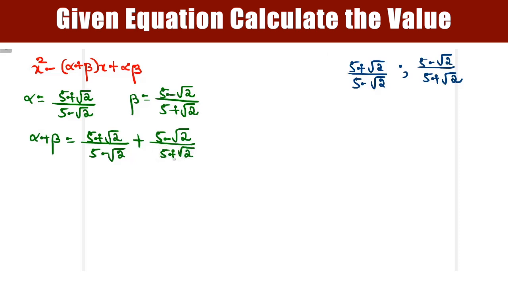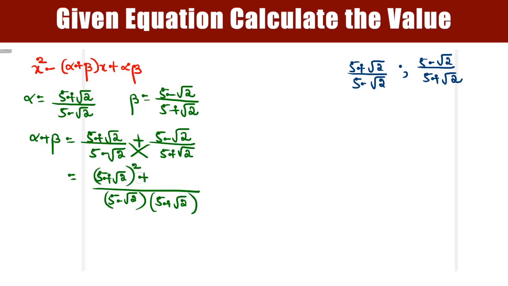Now the denominators are not the same, which means I'm going to take LCM. So the LCM is the product of these two things: 5 minus root 2 into 5 plus root 2. As far as the numerator, this is going to be a cross multiplication. So this is 5 plus root 2 into 5 plus root 2, so that I make that as 5 plus root 2 the whole square. Similarly, 5 minus root 2 the whole square.